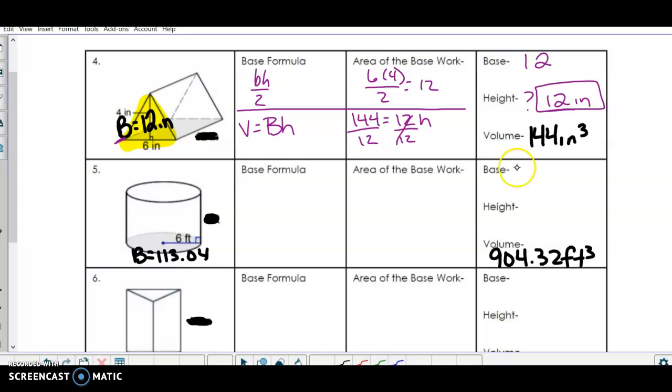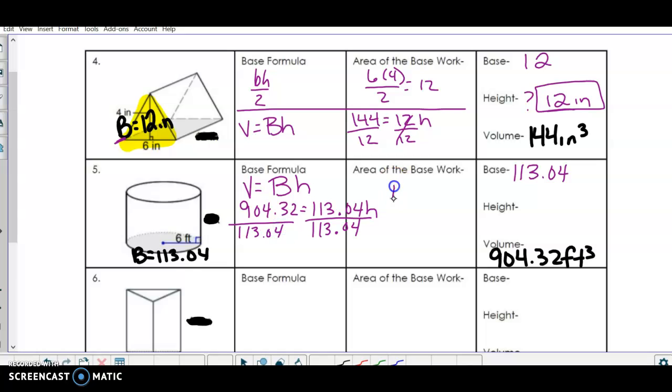So here, my big B is 113.04. And now I have a volume. So again, we're going to kind of manipulate this a little bit. V equals big B times H. So 904.32 is equal to 113.04 times H. We don't even have to worry about pi because they've already done that for us. So with 113.04, we're going to have to do the inverse, which is division.